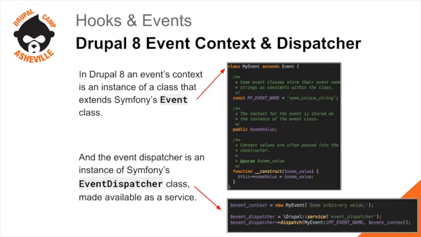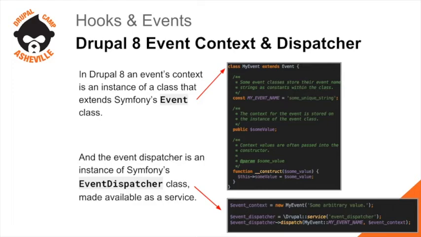If for some reason you want to dispatch your own events, as in, this is the same as running your own hook within your module, then you would do it like this. You would define a new class that extends the event class. You'd have some sort of name that's available, and then the rest of this is whatever you need your event to know, the context.